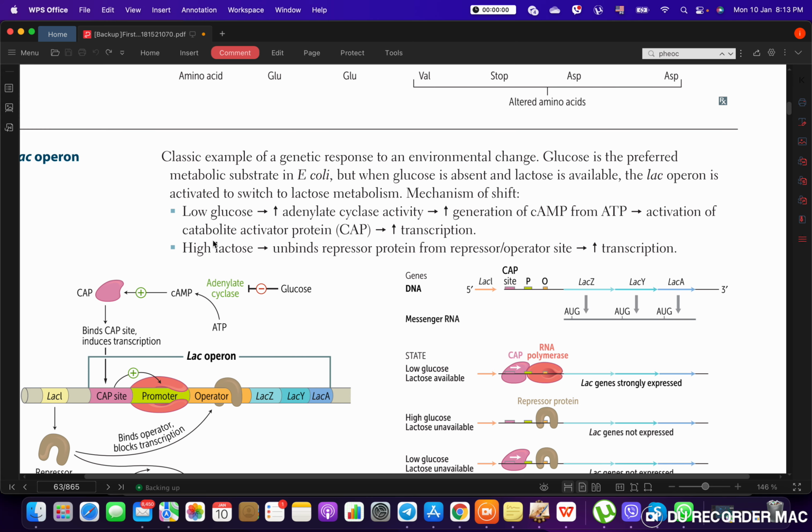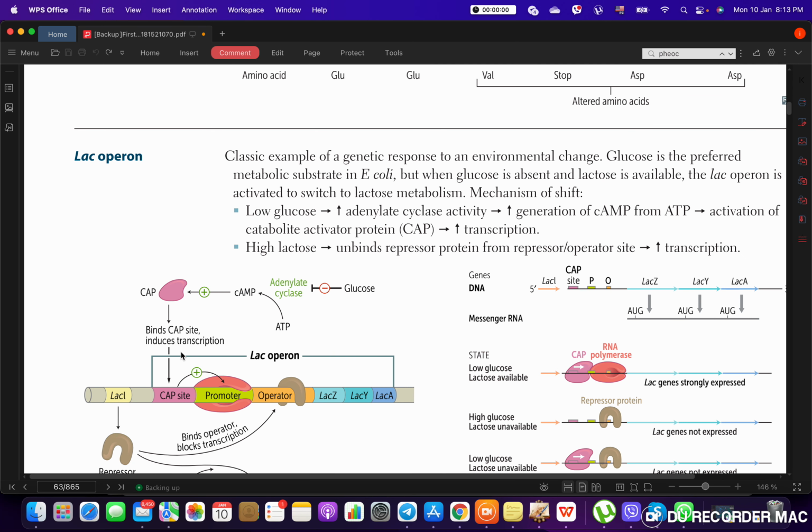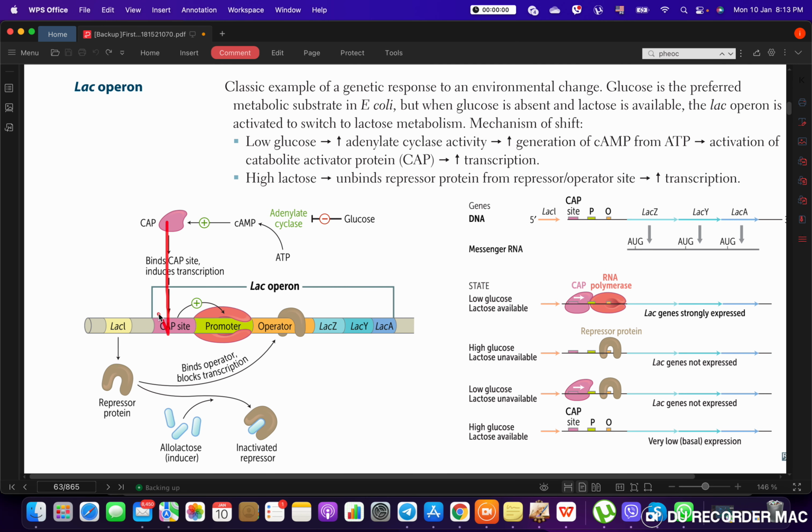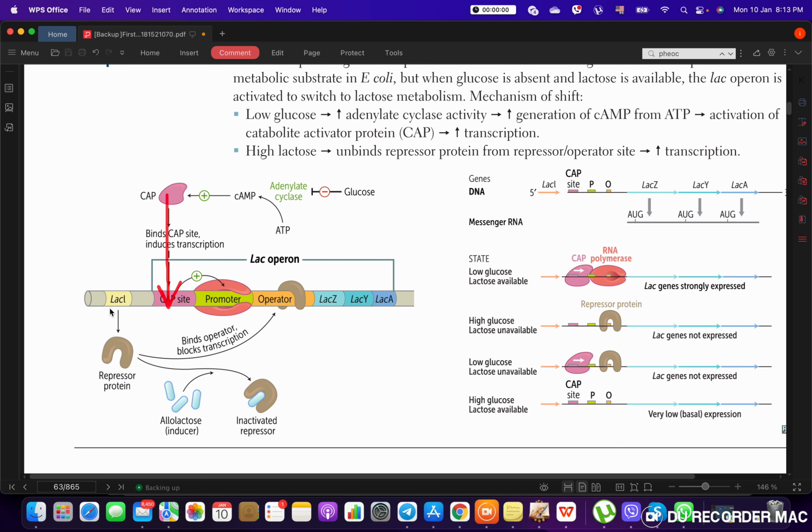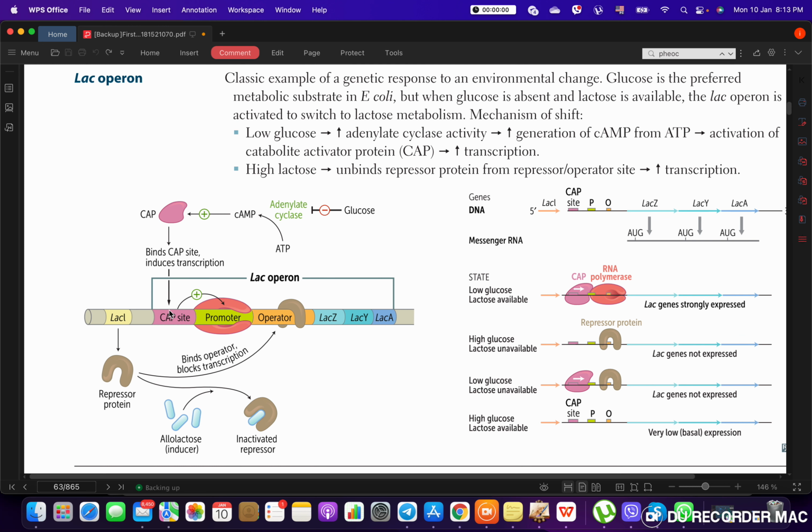What is the CAP? It's the catabolite activator protein. So that catabolite activator protein will go and bind to its receptor on this thing. Well, what is the lac operon? Well, the lac operon is a sequence on the DNA of what? Of the bacteria. Yes, it's a sequence on the DNA of the bacteria. So when the CAP binds to the CAP sites, it will go and activate the what?